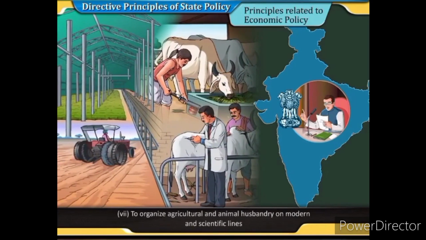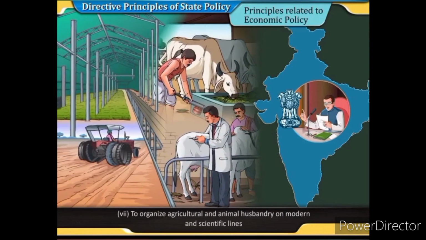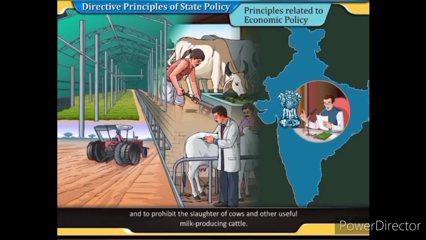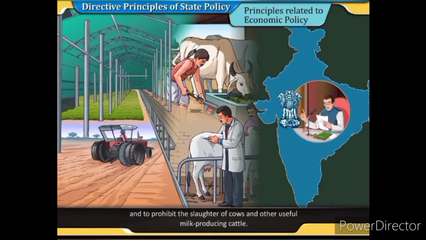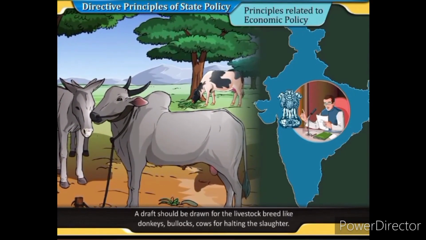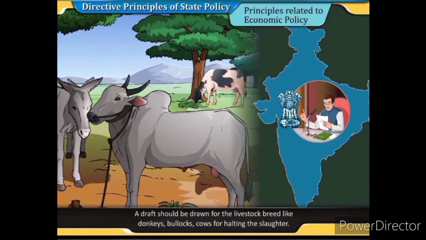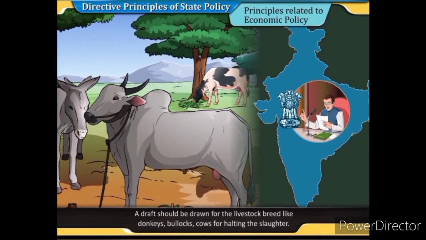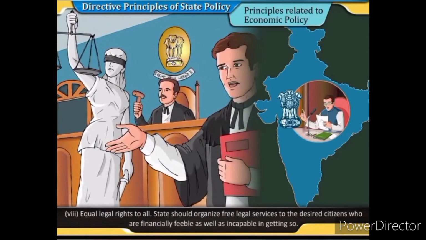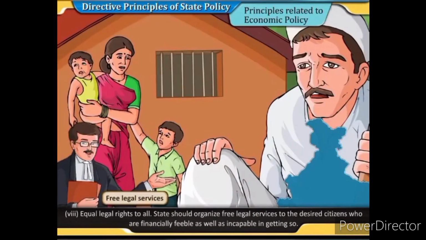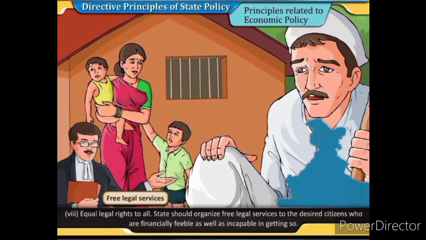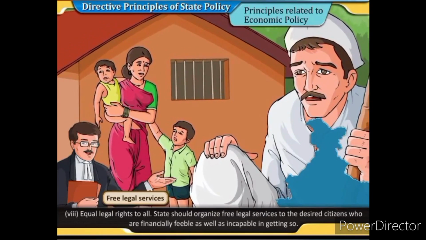To organize agriculture and animal husbandry on modern and scientific lines and to prohibit the slaughter of cows and other useful milk-producing cattle. A draft should be drawn for livestock breeds like donkeys, bullocks, cows for halting the slaughter. Equal legal rights to all. The state should organize free legal services for citizens who are financially weak as well as incapable of getting them.